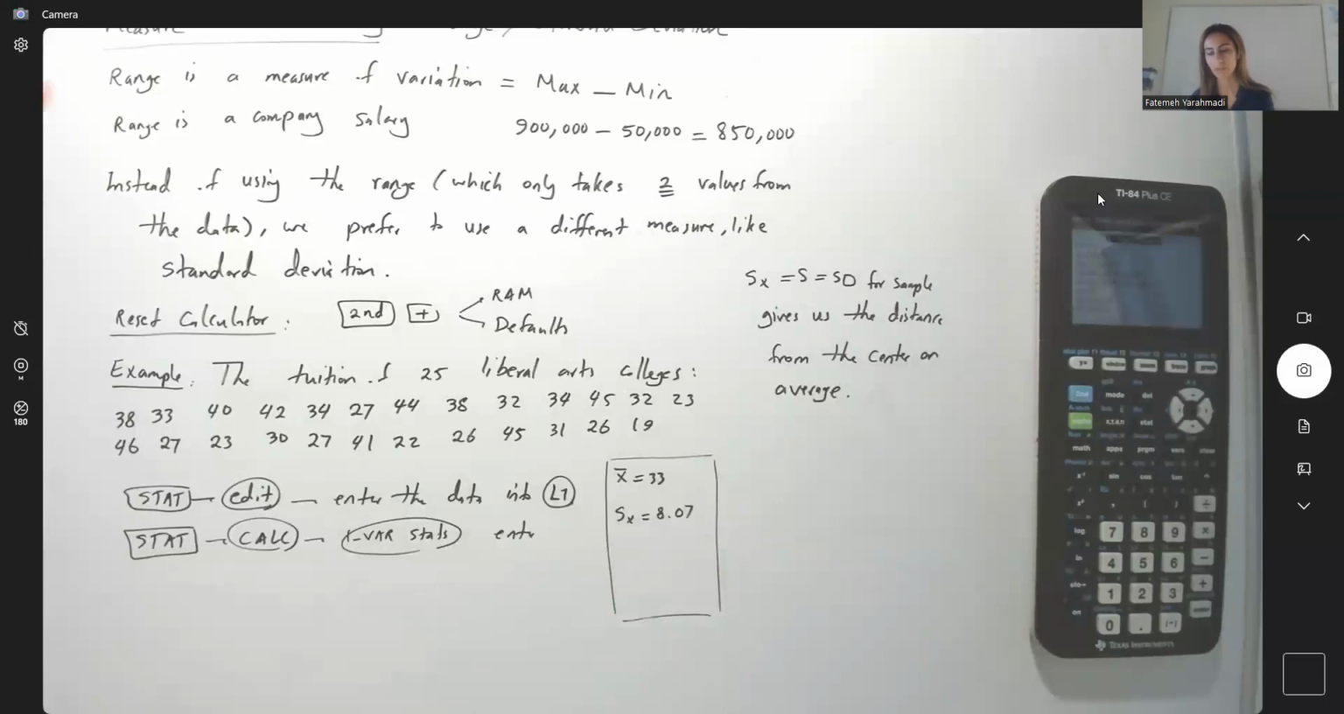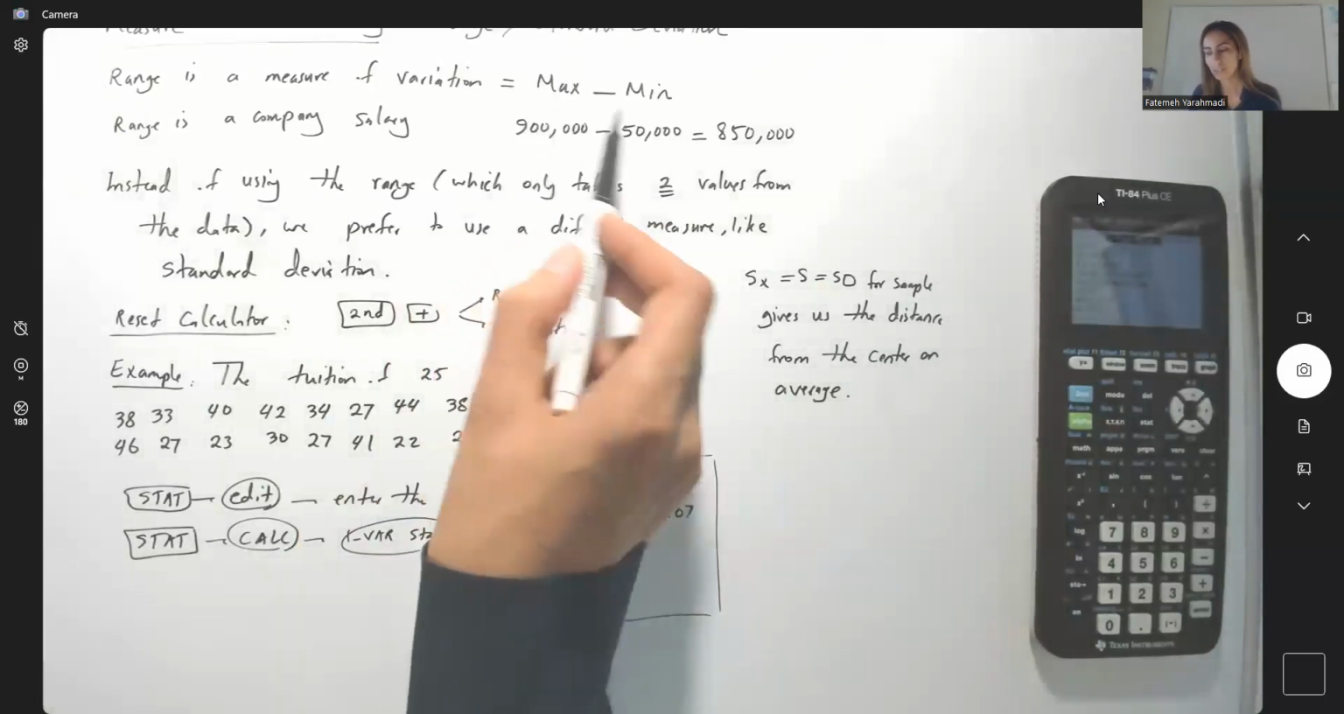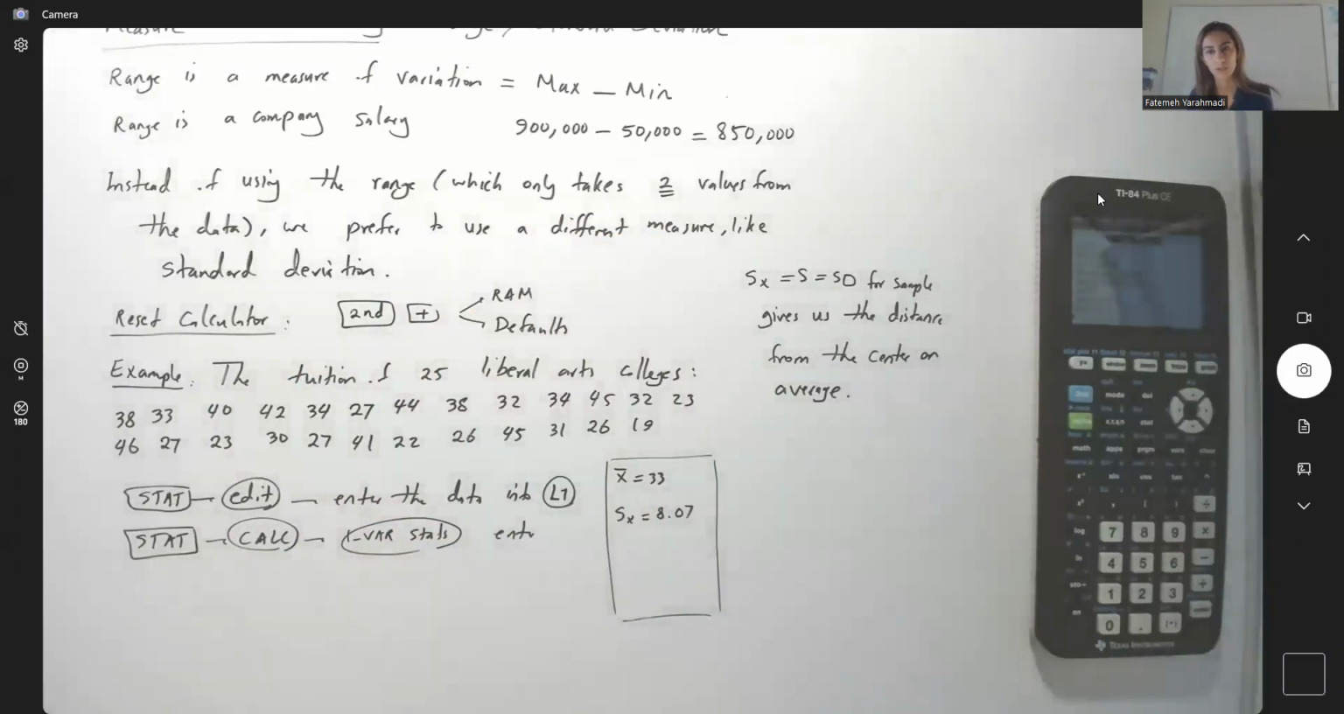So again, between range and standard deviation, we prefer to use the standard deviation. Range only takes two values from your data, but the standard deviation takes all of those values into account. Your calculator does the calculation very fast, so you don't see the algebra behind it. To see the algebra, please make sure to watch the lecture posted on Canvas so you can follow the algebra behind it.